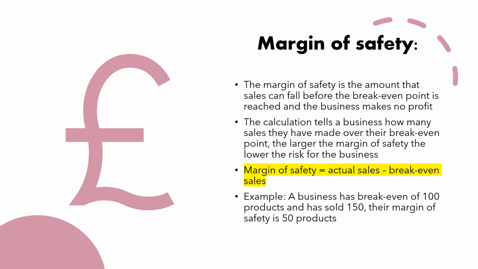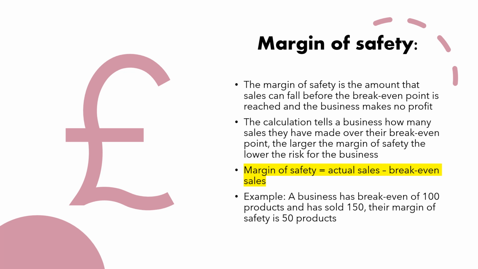Margin of safety. The margin of safety is the amount that sales can fall before the break-even point is reached and the business makes no profit. So the calculation tells a business how many sales they have made over the break-even point. The larger the margin of safety, the lower the risk for the business. So to calculate margin of safety is actual sales minus break-even sales.